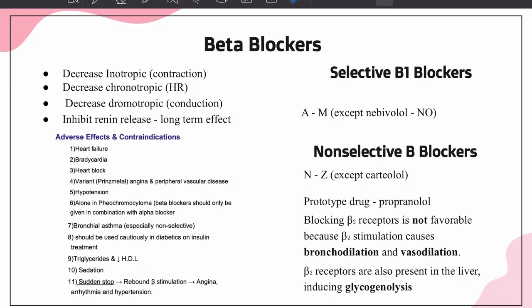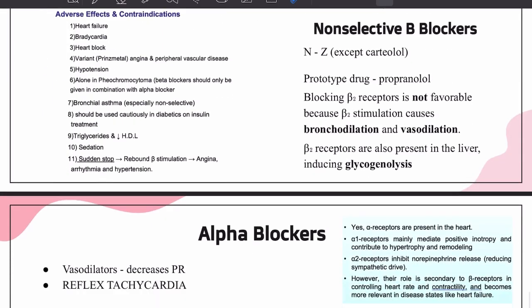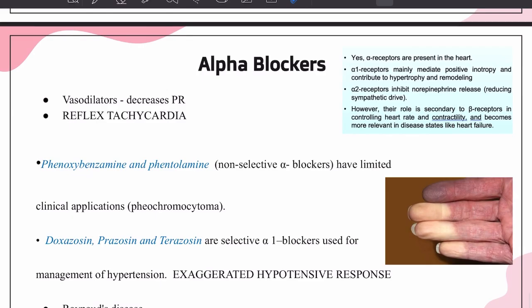Now, an important thing about beta blockers, one more thing about them, is the fact that they cause rebound hypertension. So if you suddenly stop, it will cause rebound hypertension. So you need to stop the dose gradually rather than suddenly stopping it. Then you have your alpha blockers.